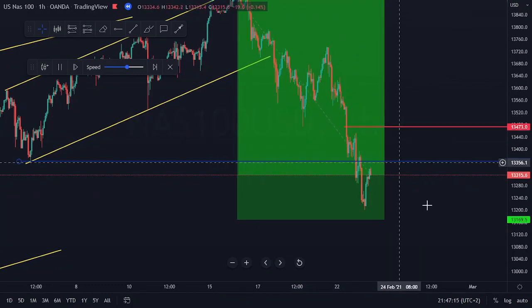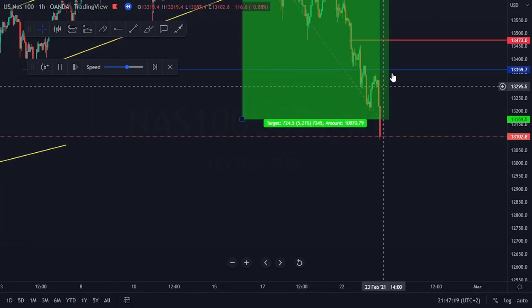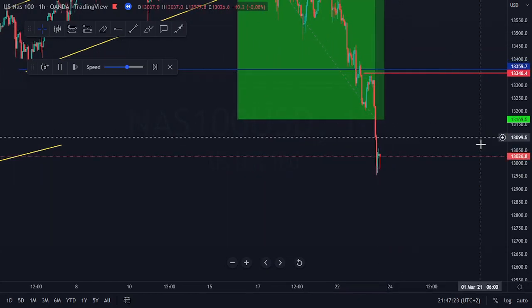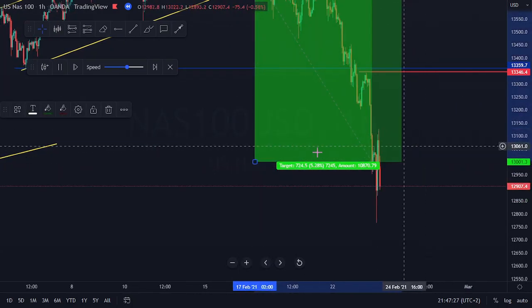You have secured all the way to here. We want to see it break this low. It breaks. Secure up to there. Continues. Wait.